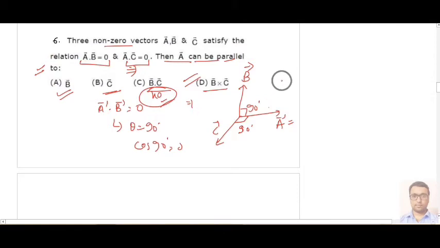Let's check this option. In b cross c what we have, b is basically j and c is basically k, and j cross k is positive i. So we can definitely say that vector a is parallel to plus i.